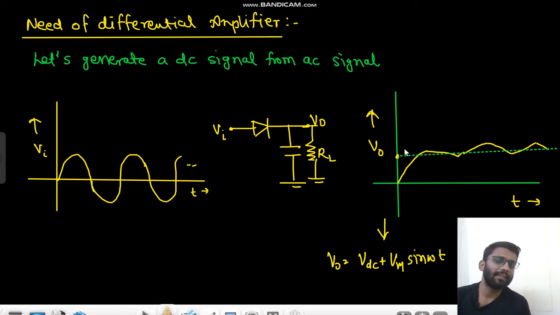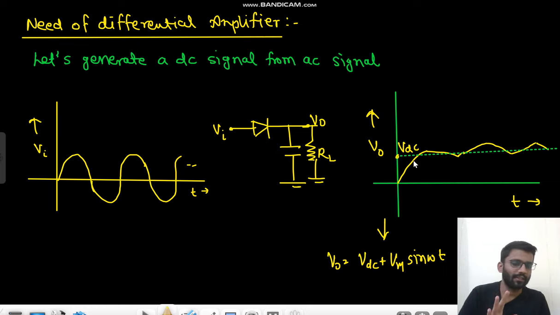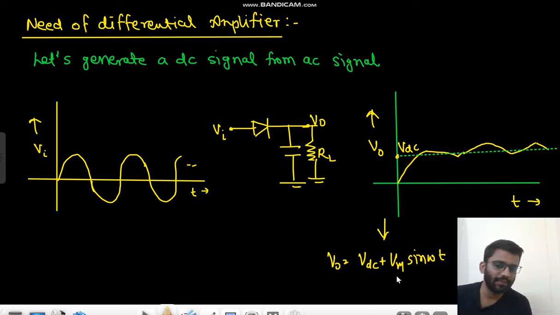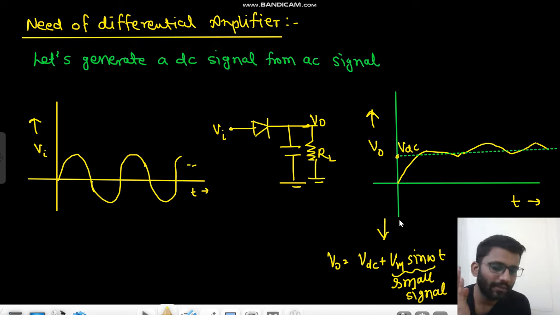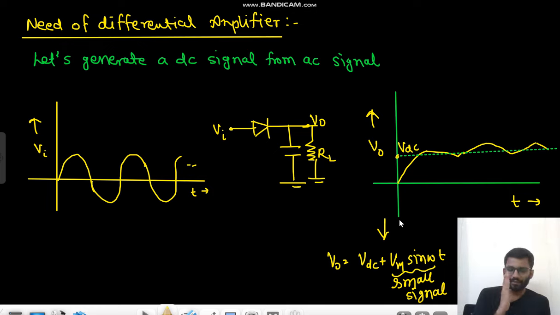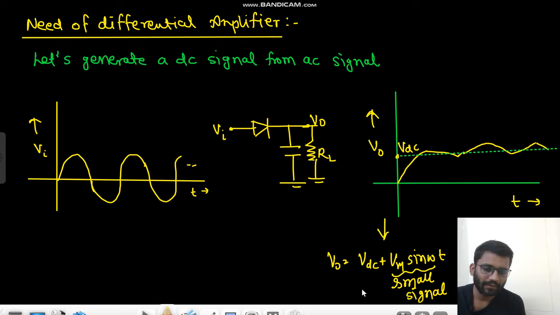This is not the complete DC value, right? This is not completely DC. Here there is some small signal involved. We can't really generate a complete DC output. There is always a small signal present. Now this kind of DC voltage is what is fed to our amplifiers. We have some DC voltage, but that DC voltage has some noise. This small signal works as a noise only. So this is not completely DC.